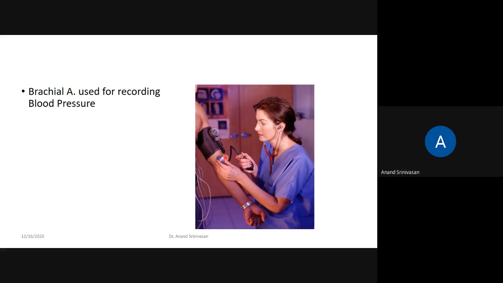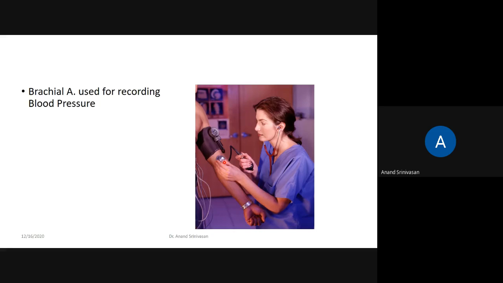One of the important things here is you need to know the anatomy of the brachial artery. Where will you keep the stethoscope? You cannot keep it anywhere. You need to know where the brachial artery is present, and you need to keep the stethoscope over the brachial artery so that your blood pressure measurement is accurate.